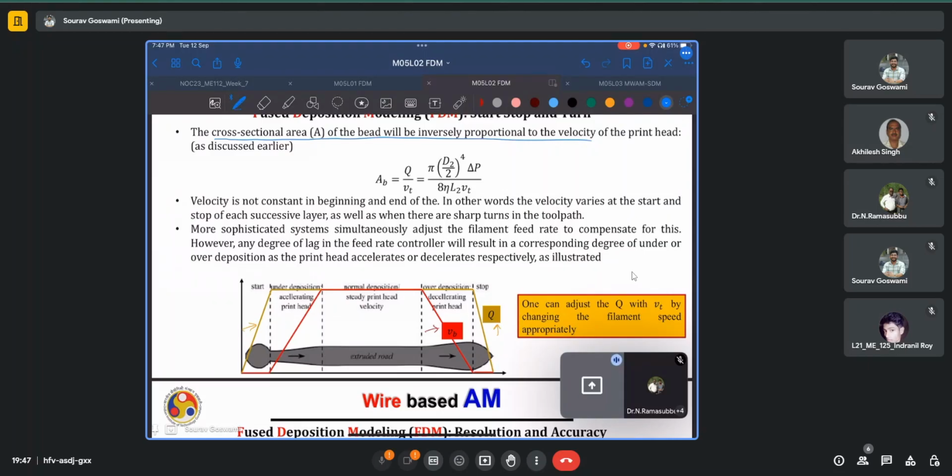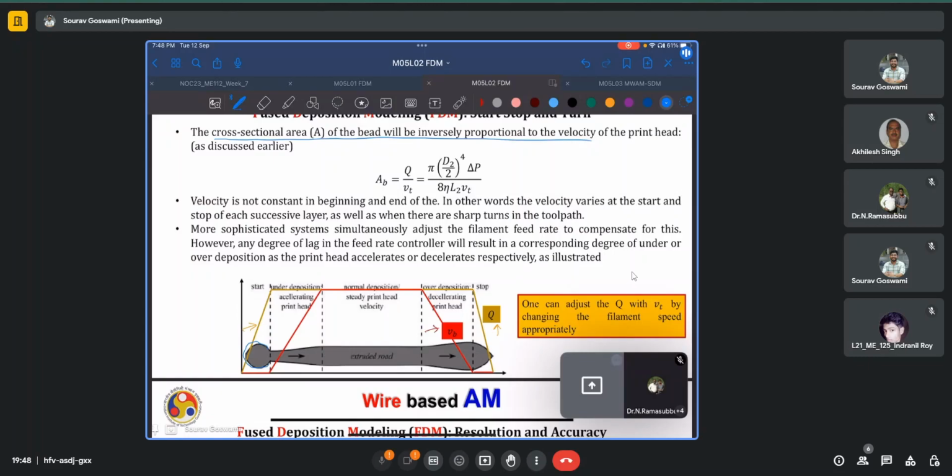So at the start, the deposition head takes some time to actually achieve the velocity, and initially it is at rest, but we start pushing the filament into the liquefier as well as we start heating it to achieve the molten state, and thus there is some deposition which is shown here even when the print head is stationary. Because the head is not moving, it will get deposited in one spot and may have a shape which is shown here. Of course, this is an irregular shape.